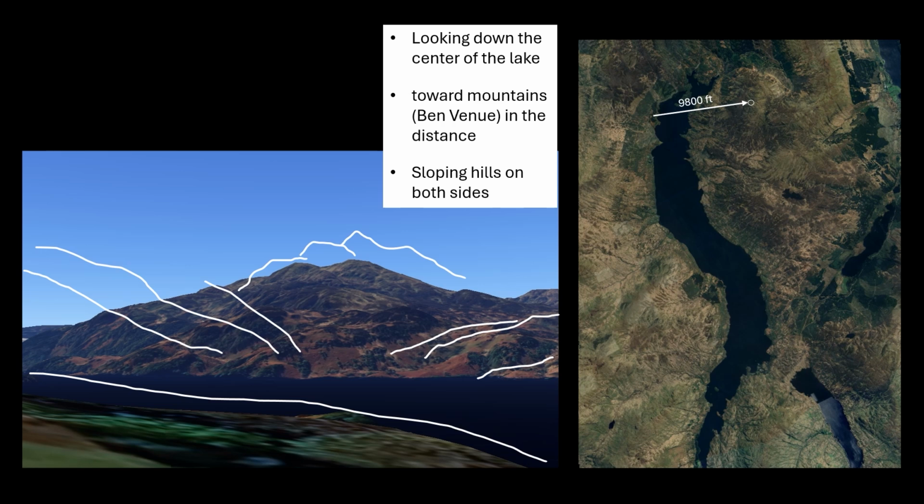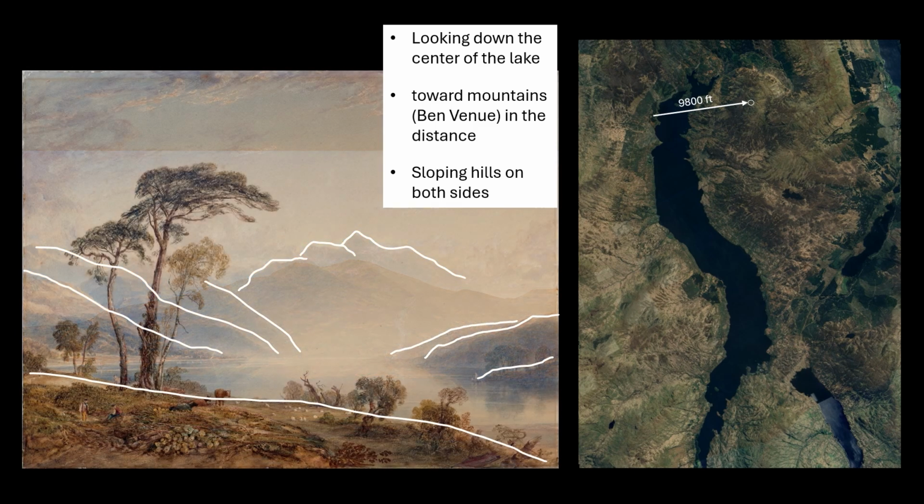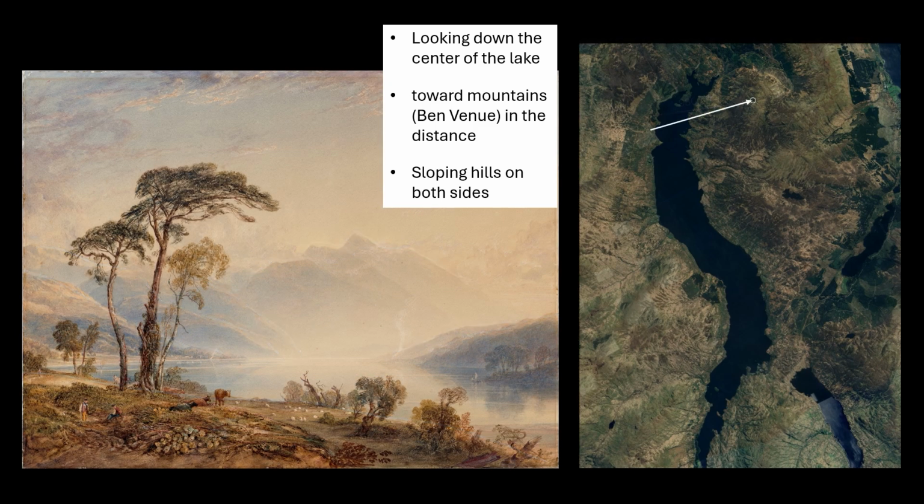We're not looking down the center of the lake. We're looking across the lake. There are no sloping hills on both sides. There are no landforms on both sides. There's just water. But we didn't even have to try to align it with a Google Earth image because we already knew just by looking at the map. And in fact, there aren't any locations along this shoreline that fit this description. They are all looking across the lake, and none have sloping hills on both sides.